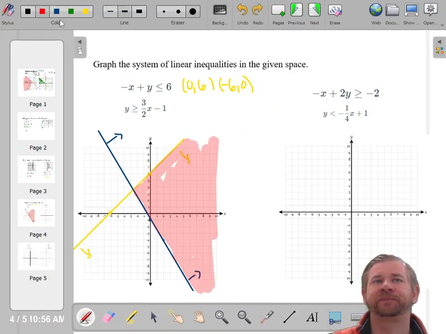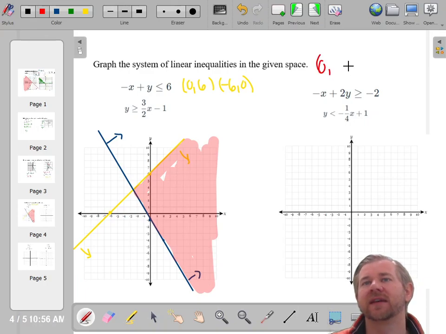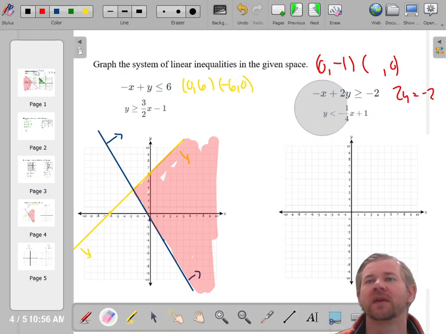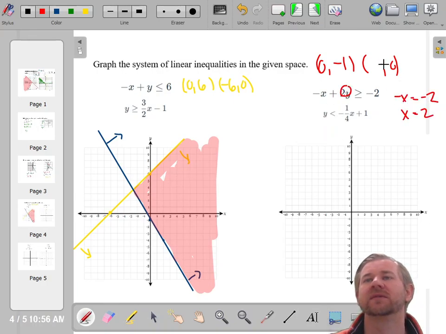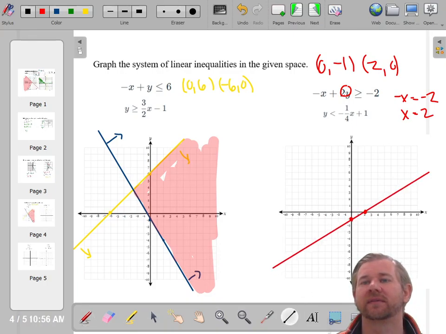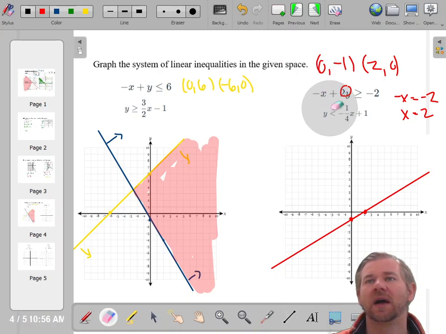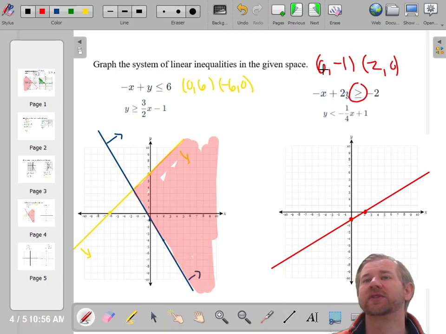All right, let's try another one. Plug in 0 for x and 0 for y. If you plug in 0 for x, you get 2y equals negative 2, so the y-intercept is negative 1. If you plug in 0 for y, negative x equals negative 2, so x equals positive 2. So 0, negative 1 and positive 2, connect your dots. It is a greater than or equal to, so solid line. And when you test the ordered pair 0, 0, 0 is greater than negative 2, so we're shading towards the origin. The origin works, so we shade towards it.